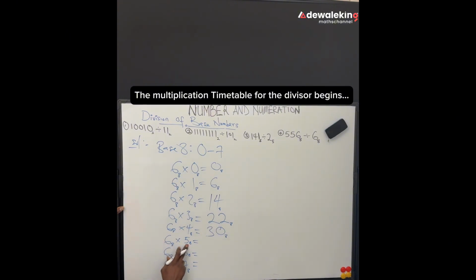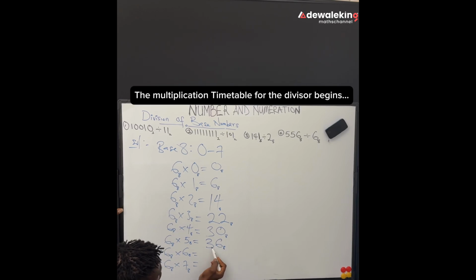6 times 5 in base 10 is 30. But 6 times 5 here will give us 3 remainder 6. Why do we say 3 remainder 6? Because 8 times 3 is 24. 24 plus 6 will give us 30. 6 times 5 is 30 in base 10. 6 times 5 in base 8 will give us 36 in base 8. Let's move to the next one.